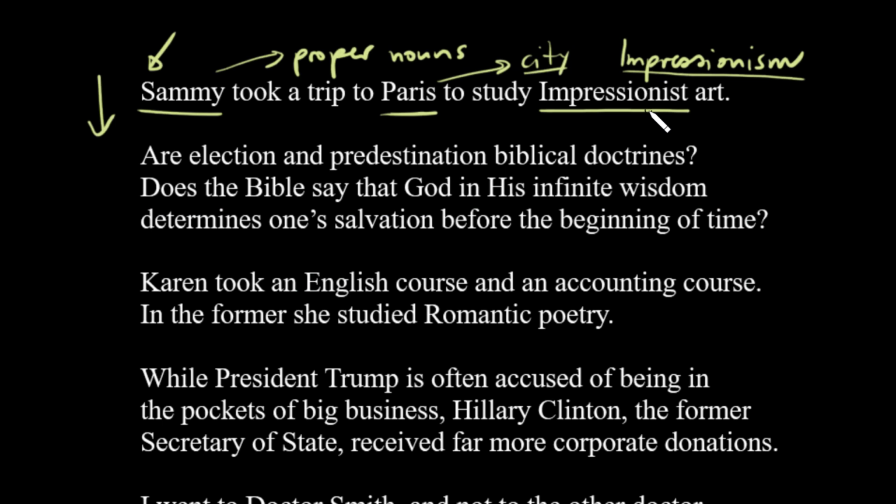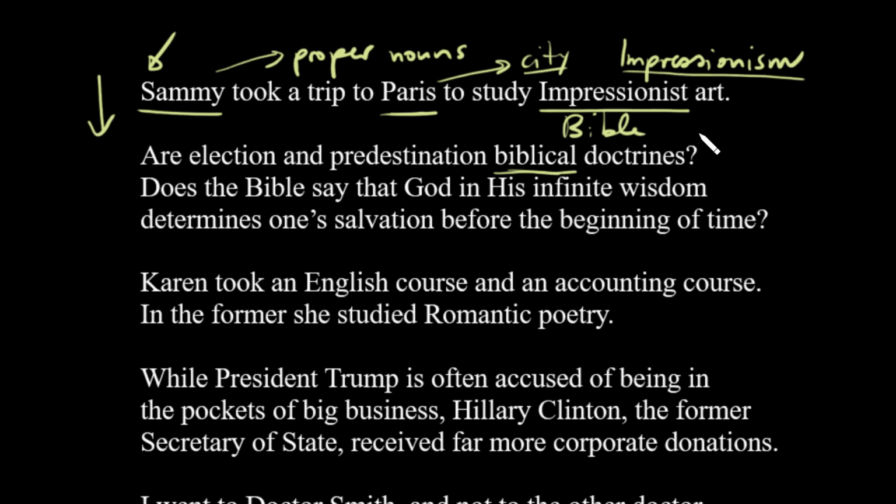Now, in a little bit, we'll talk about some tricky cases, and there's one here in the next sentence already, and that's biblical. So biblical comes from Bible. Bible is capitalized, but biblical is not. Okay, so that's kind of a weird one. And as I mentioned, we'll look at some other strange examples in a moment or two.